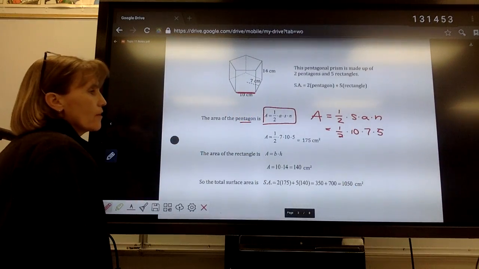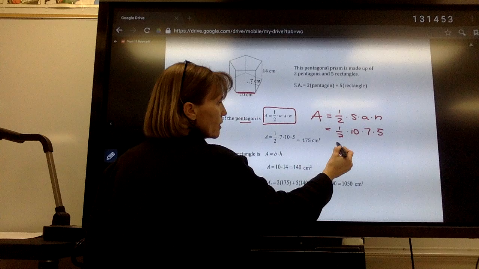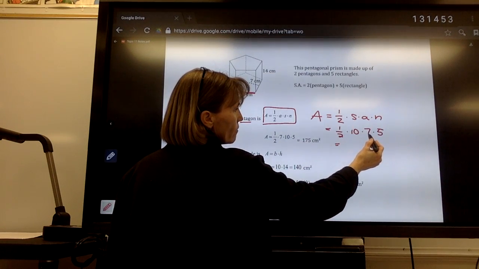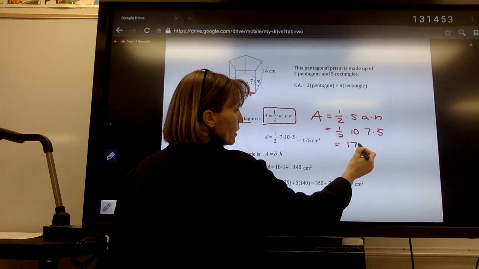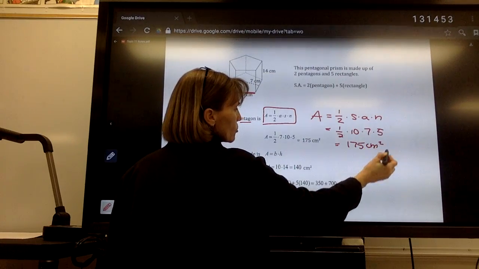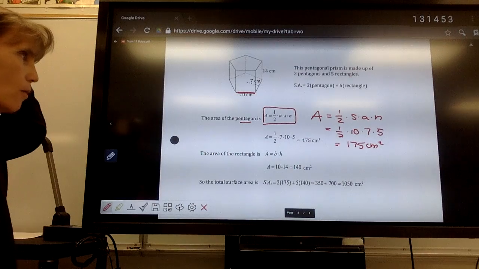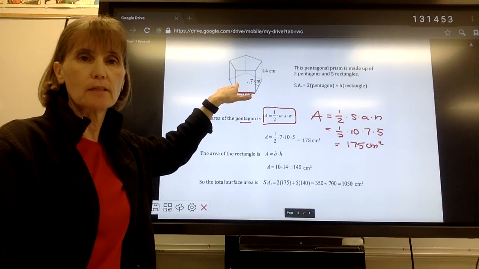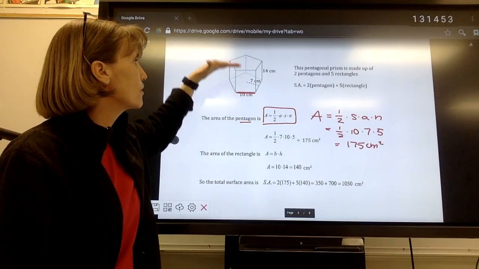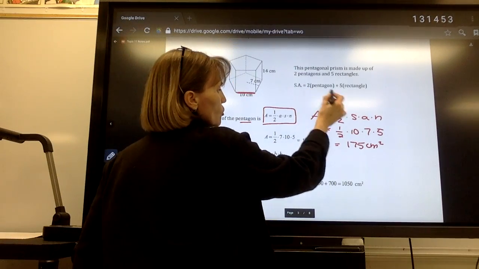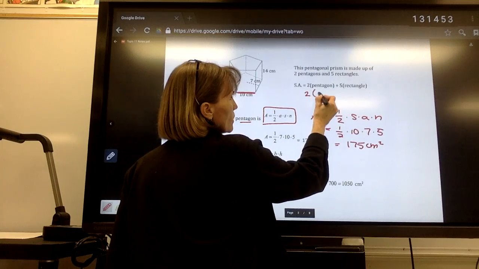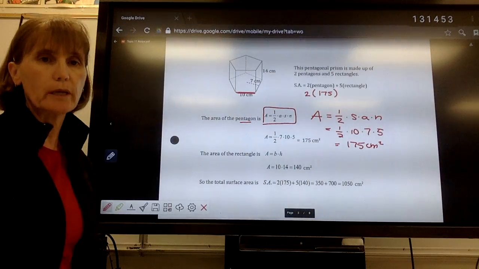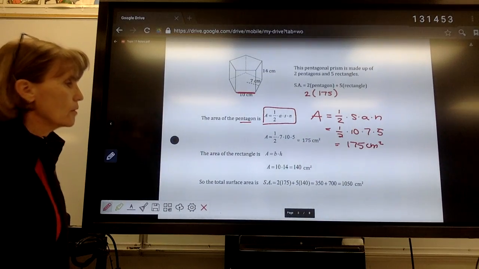So I'm going to plug those values in and do the math. 1/2 of 10 is 5. 5 times 7 is 35. 35 times 5, we get 175 centimeters squared. Okay, now that was for one of the pentagons. And how many pentagons did we say there were? There was one on the bottom of the figure and one on the top, so there were 2. So I would be taking 2 times that 175. They're both going to have the same area, so I don't have to recalculate the 2 pentagons.